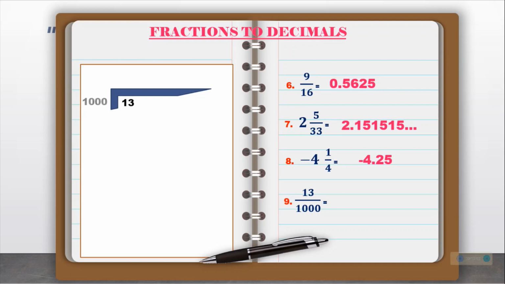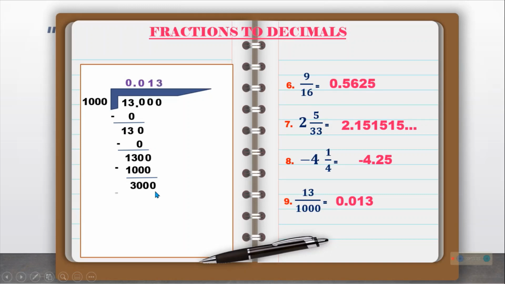So, we will divide 13 into 1,000. Cannot be. And then 13, then add decimal point, then 0. Cannot be again, then 0 again. And then another 0. Add ulit. So, 1,300. So, the answer is 1. 1 times 1,000 is 1,000. Over 1,300 minus 1,000 is 300. Then add another 0. And then bring down again 0. That is 3,000. Then 3,000 divided by 1,000, that's 3. Then 3 times 1,000 is 3,000. So 3,000 minus 3,000 is 0. So the answer is 0.013.